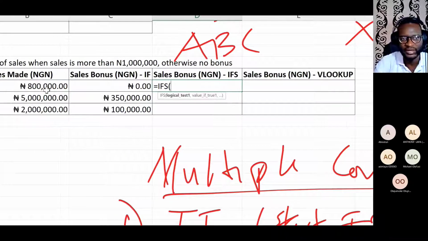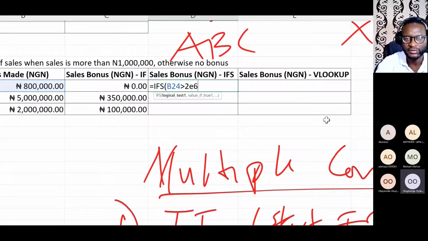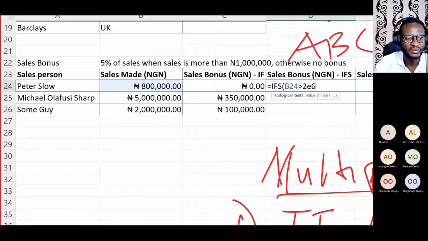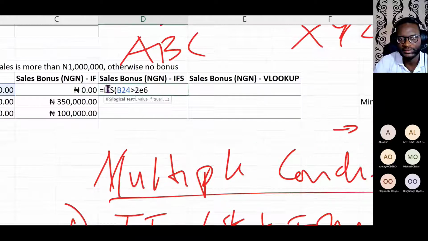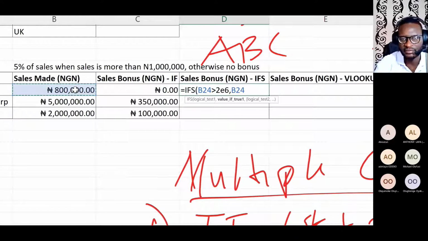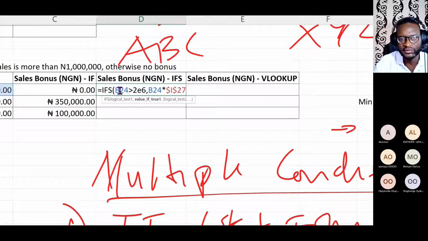So again, what will I say? Is this greater than 2 million, right? So if this is greater than 2 million, let me zoom again. If this is greater than 2 million, what should be the outcome? The outcome should be what you did times the percentage, which is the 7%. Okay. So that's the condition. I test for one condition, I put the answer when the condition is met, so I have another condition to test for.